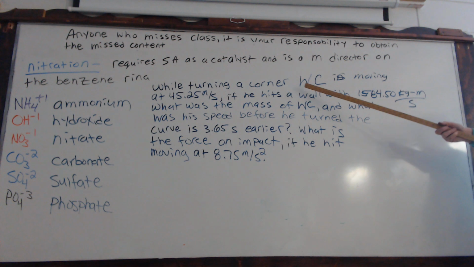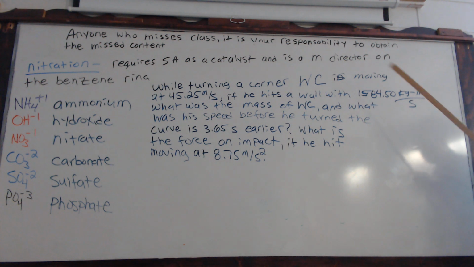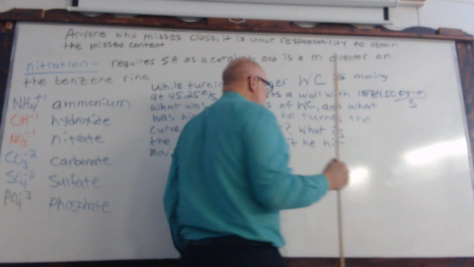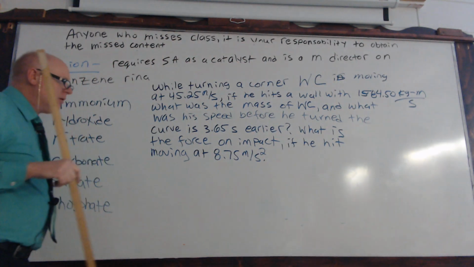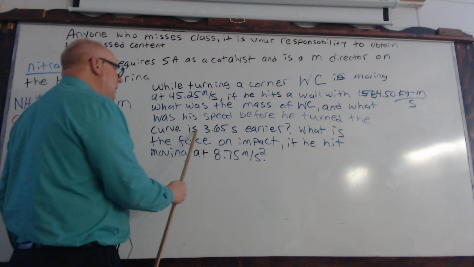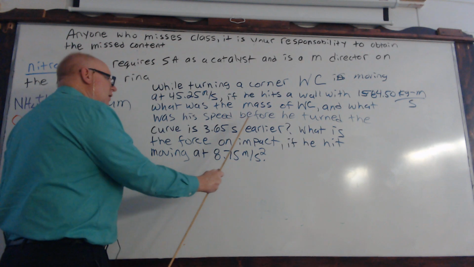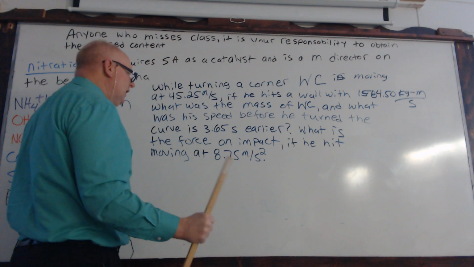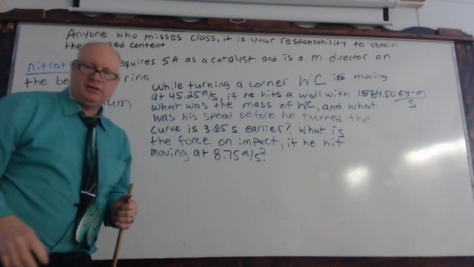So while turning a corner, Wile E. Coyote is moving at 45.25 meters per second. If he hits a wall with 1584.50 kilograms per meter per second, what was the mass of Wile E. Coyote? And what was his speed before he turned the curve if that time frame was 3.65 seconds earlier? What is the force on impact if he hit the wall moving at 8.75 meters per second squared?